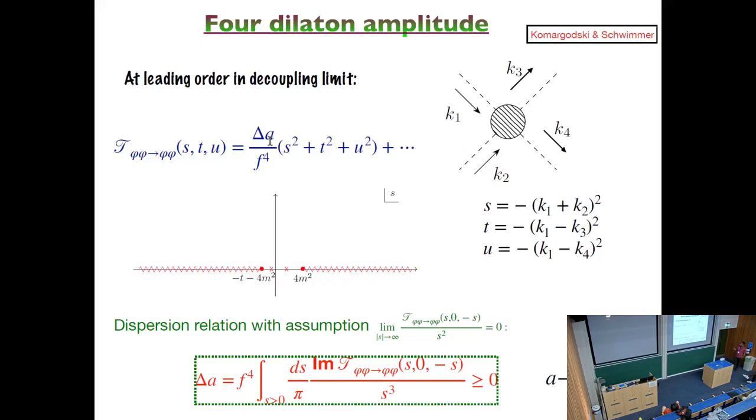And then they studied the dispersion relation for this amplitude, and what they were able to show is that the change of the A anomaly coefficient from the UV to the IR is always positive semi-definite, and this is known as the famous a-theorem, that a monotonically decreases along the RG flow.